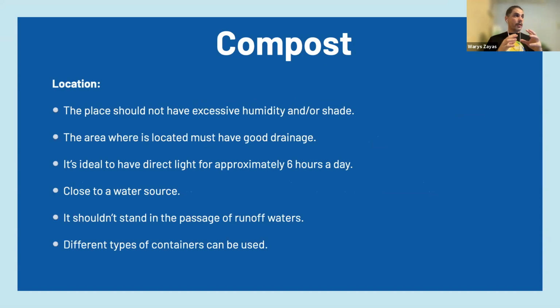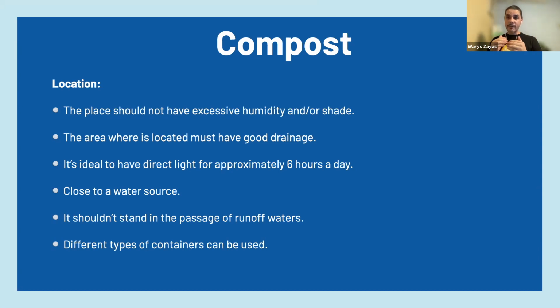So when we are talking about compost, or when we decide to make our compost system in our farm or in whatever area we want, the first thing we need to think about is the location of the project, right? The location of whether you will have one pile, two piles, the area for composting, right? This place should not have excessive humidity or shade, because one of the really important factors promoting the composting cycle is the humidity of the pile of compost.